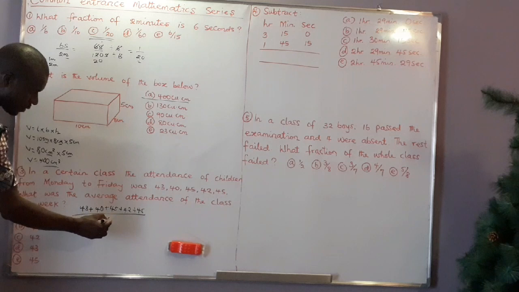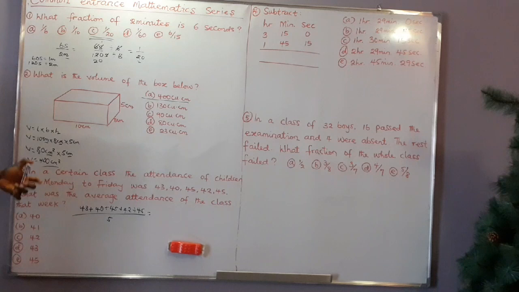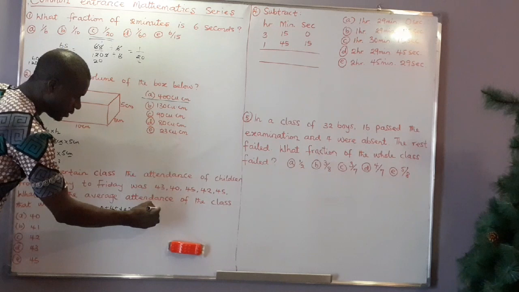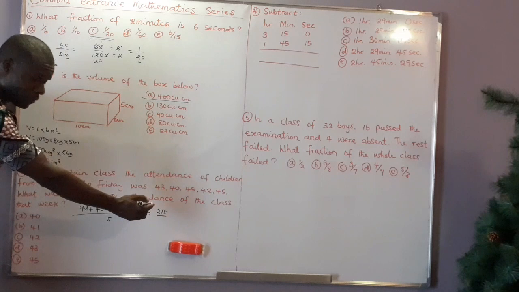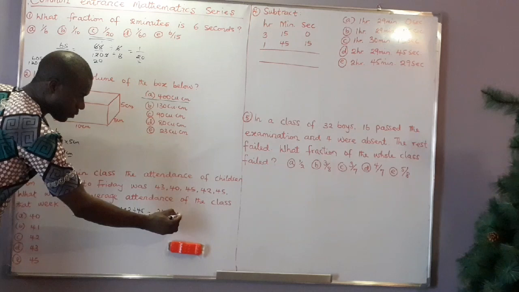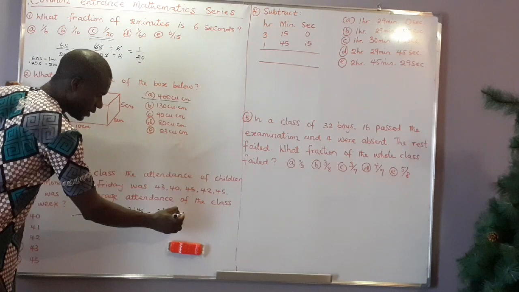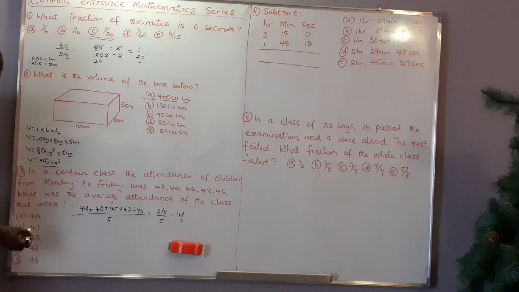So let's add this up. 43 plus 40, quickly add them up. Okay, by the time you are done adding this up, you are going to get 215. Now divide, all this will give you 215, divide by 5. 25 divided by 5 is 4, remainder 1. Put the remainder on top of 5, that's 15. 15 divided by 5 is 3. Your answer is 43. Now look at the options. We have A, 40, B, 41, C, 42, D, 43. So this is our right answer, 43.